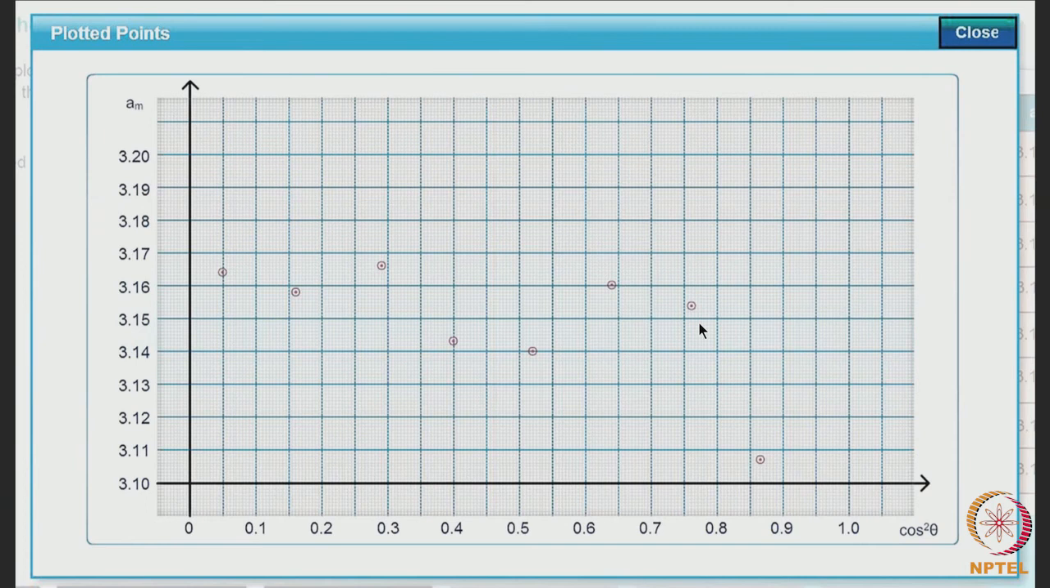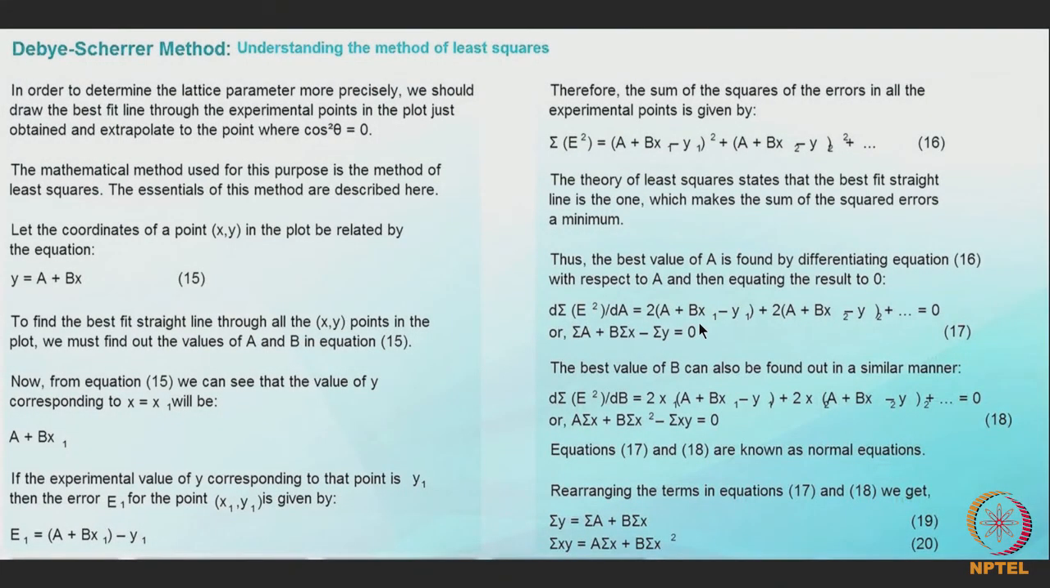Now, what will be the next step? You see, the points are widely dispersed. In order to determine the lattice parameter precisely, we must draw the best fit line through the experimental points in the plot just obtained, and then extrapolate that line to the point where cosine square theta is equal to 0, because under that condition only the measured value and the correct value of the lattice parameter A c will be the same. Now, how to put a best fit line through the experimental points, that is the question now.